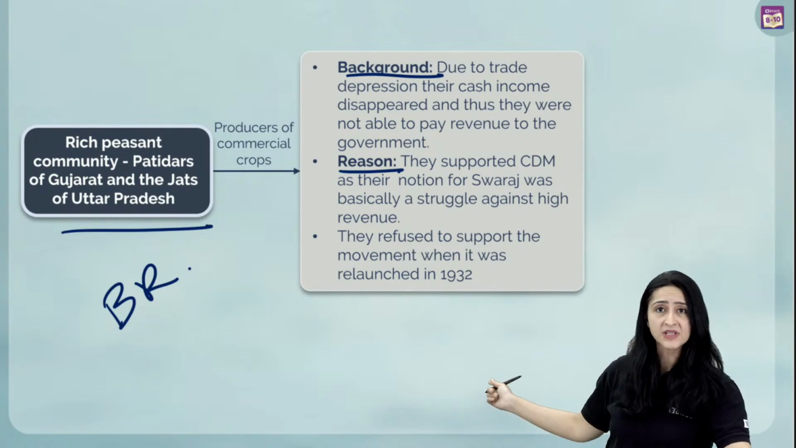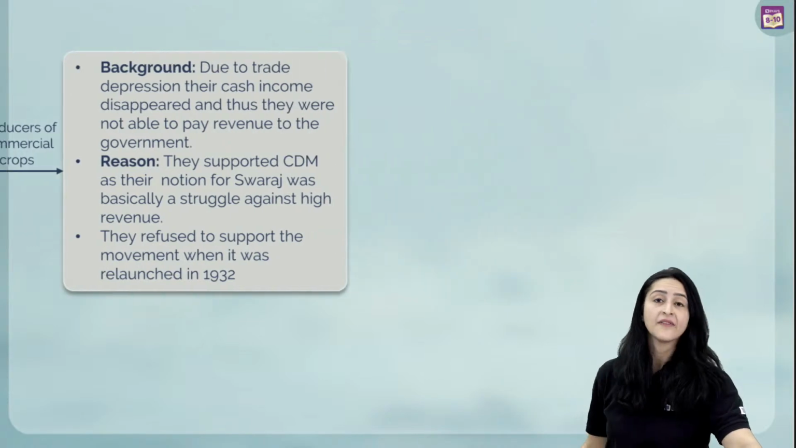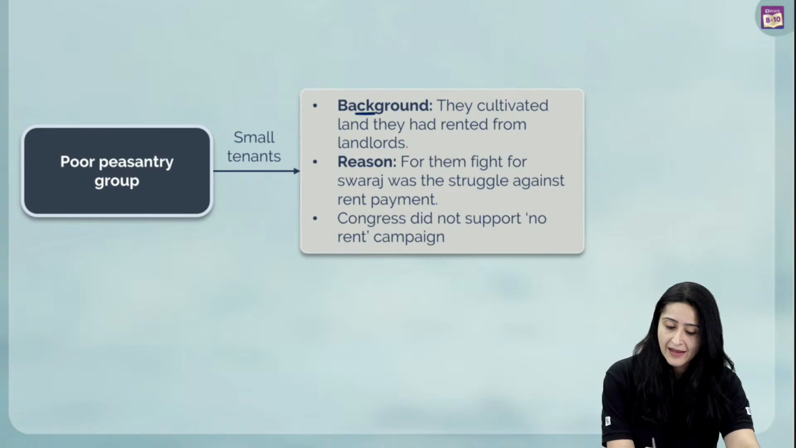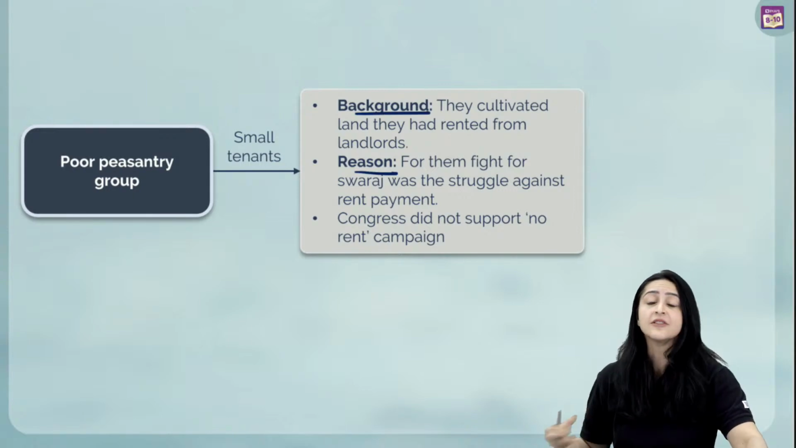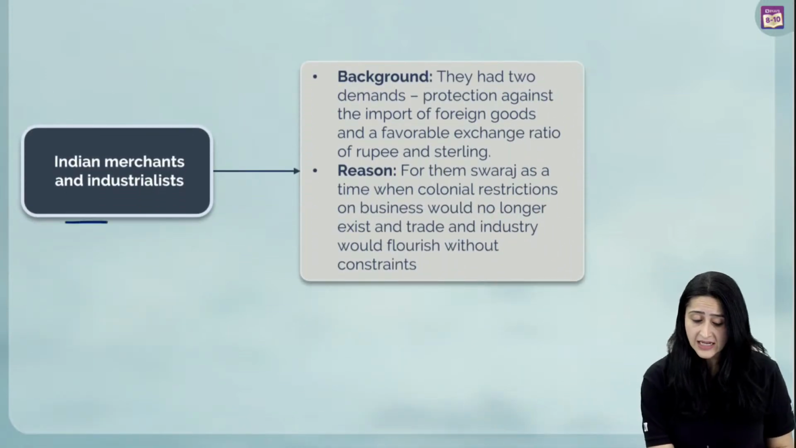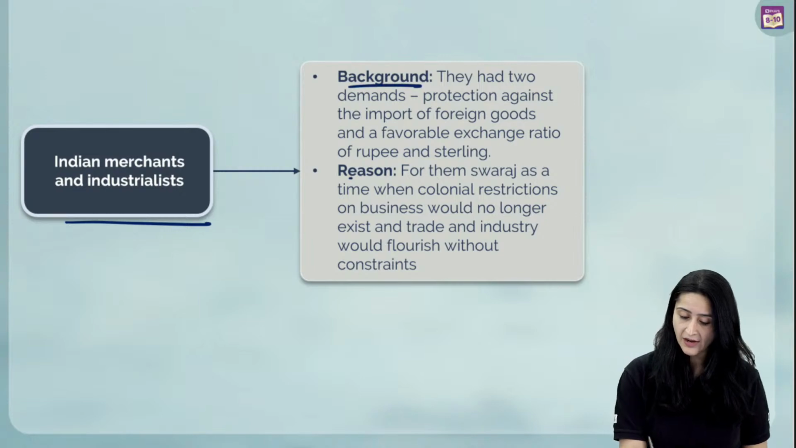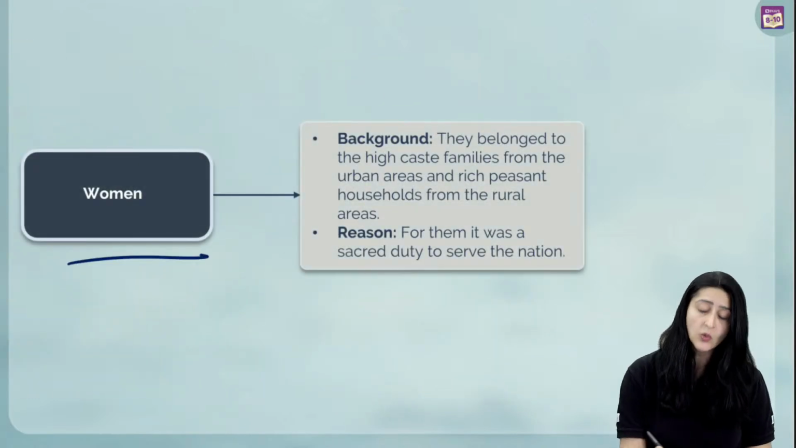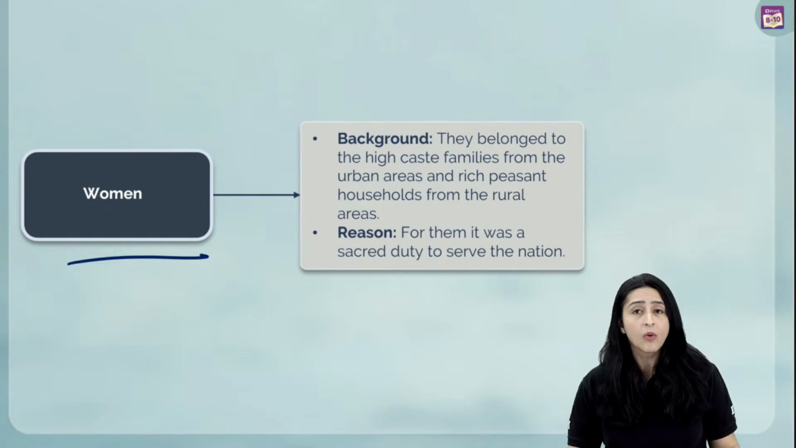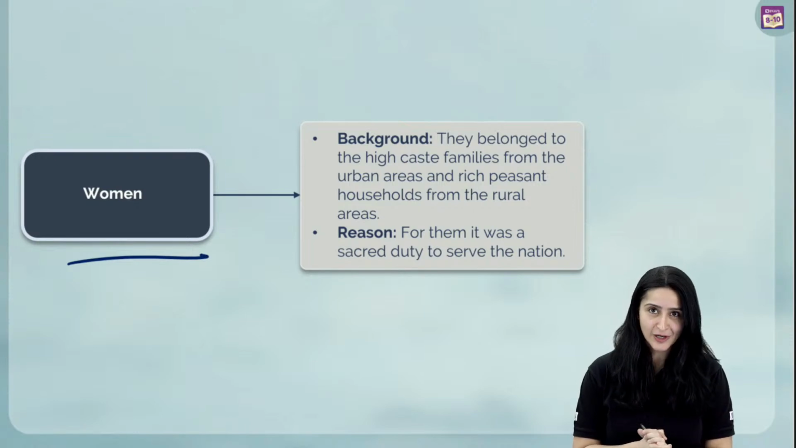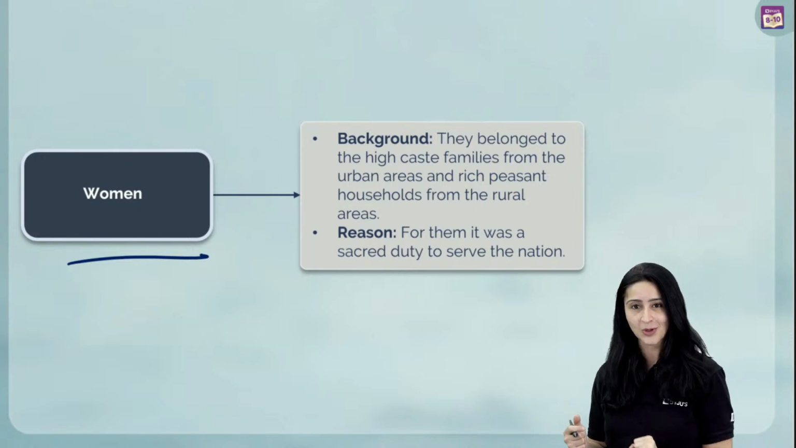Rich peasant community, what was their background? What was the reason that they participated? Then we went ahead to discuss the poor peasantry group. What was the background that they had? What was the reason for them participating in the civil disobedience movement? Then we spoke about Indian merchants and industrialists. Again, what was their background? What was their reason? And we did the same thing for industrial working class, and we did the same thing for women. So you will get more than ample content, more than ample amount of points in the history session that we have already covered with you. So I'm just going to skim through this one.